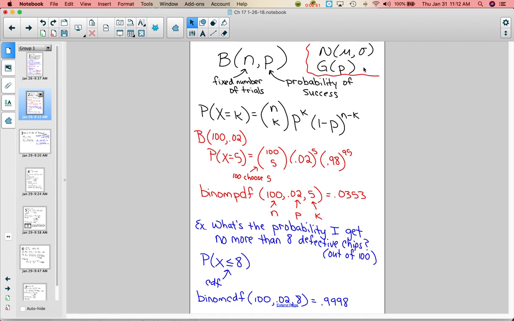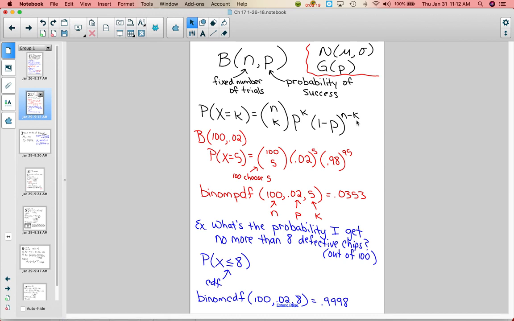So, we have already seen a normal model with parameters mu and sigma. We've seen a geometric model with the parameter p, the probability of success. Now we have the binomial model with n representing the fixed number of trials and p representing the probability of success. The formula for the binomial model, the probability that x equals some value k, is n choose k, p, the probability of success to the kth power, times 1 minus p to the n minus k power.